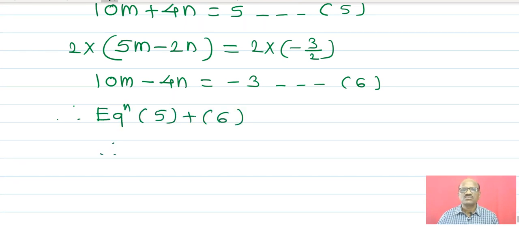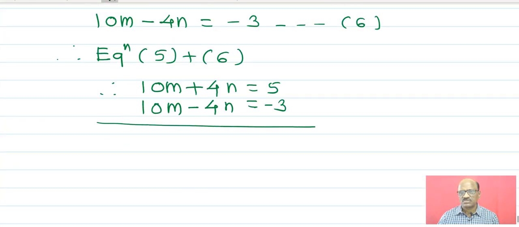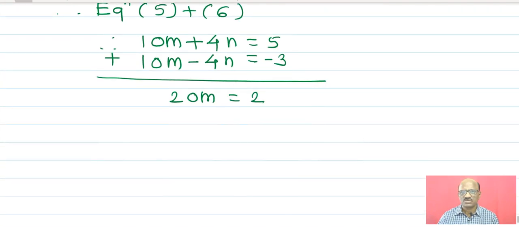Now, if we add these two equations, 5 and 6, the coefficients of m are the same but the signs of n are different. Therefore, you will get 10m plus 4n is equals to 5 plus 10m minus 4n is equals to minus 3. If we add these two equations, 20m is equals to 2. Therefore, m is equals to 1 by 10. That is 2 upon 20 means 1 upon 10.